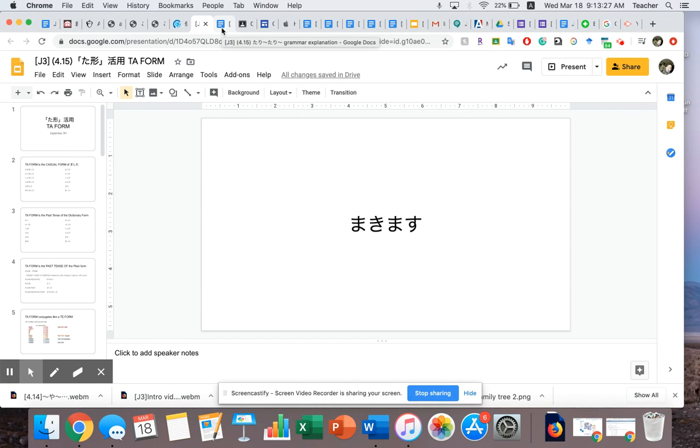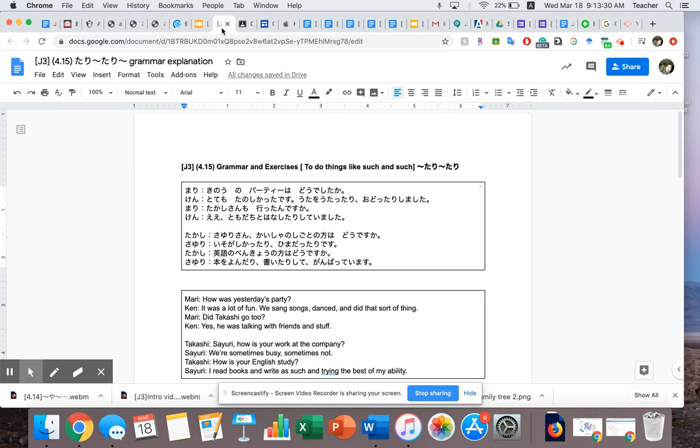Now, if you understand the ta form, then I'd like to take you directly to a structure that uses the ta form, which is called the tari form. And this relates back to ya and nado, because ya and nado was used as a such and such for noun sentences. Now, such and such for verb sentences is tari. So what you have to do is conjugate your verbs into the ta form and add ri to it, to create a tari form to formulate such and such.